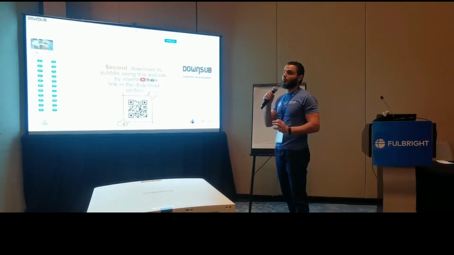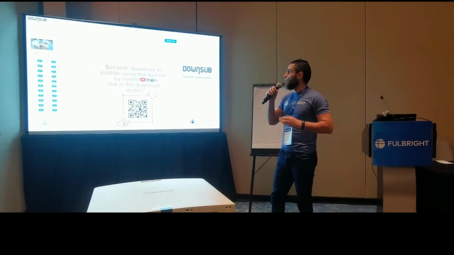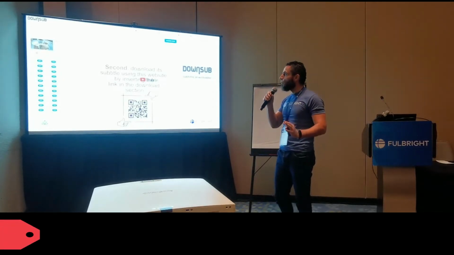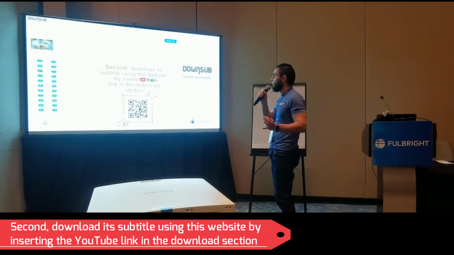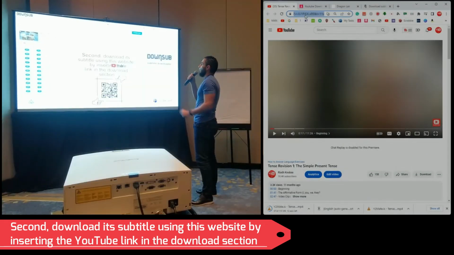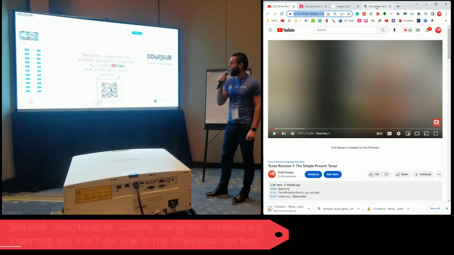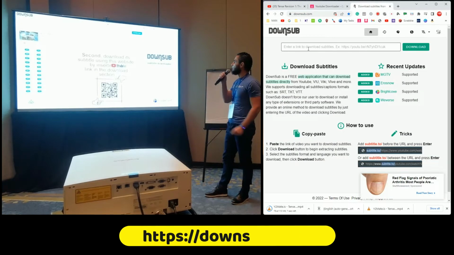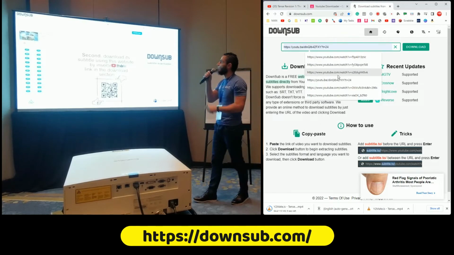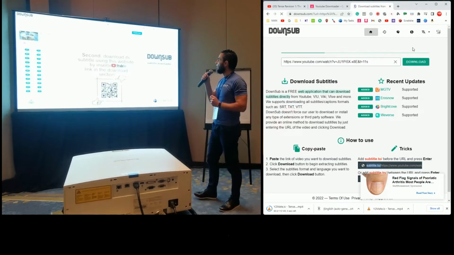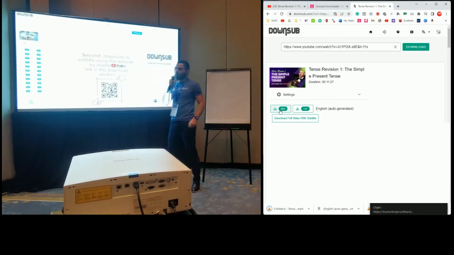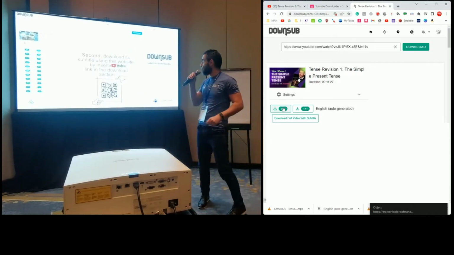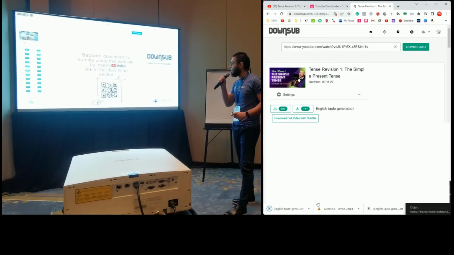The second one, after downloading the video, you have to download the subtitle of the video from YouTube. So how can we do that? You have to copy the link of the YouTube video and paste it in this website, which is called DownSub. After that, you download and then you choose the language that you would like to use in the classroom. So this is the second step.